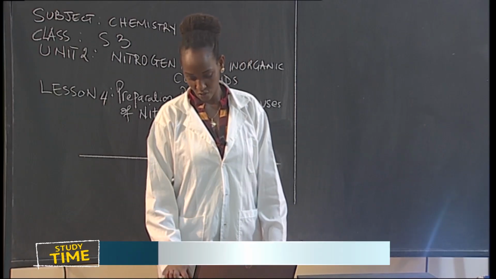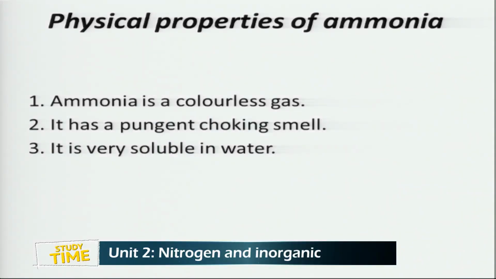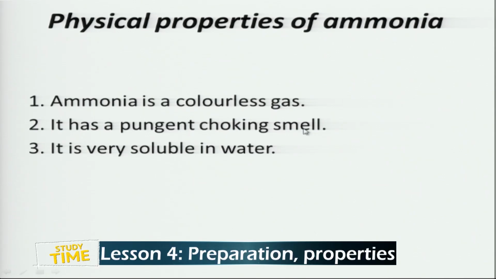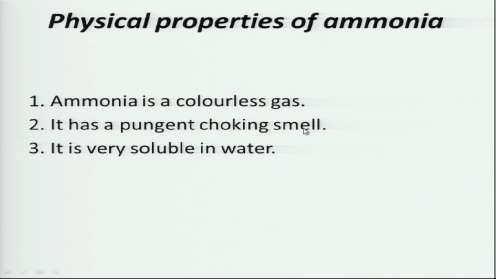Isn't it? Good. So the physical properties of ammonia. Ammonia is a colorless gas. When it is produced, it's just a colorless gas. It has a pungent choking smell. When you pass by the laboratory and somebody is working with ammonia, everybody will tell. We know that this is ammonia exactly, because it has that smell of a rotten egg, that choking smell. So you wouldn't like it.